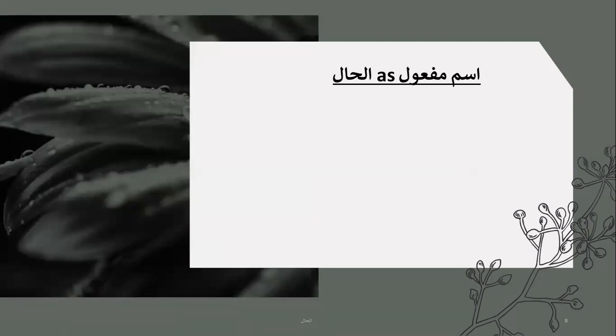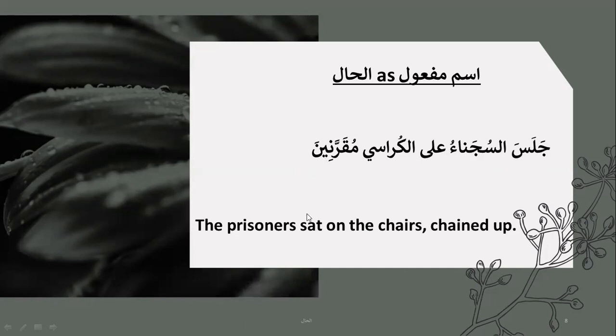Now, sahibul hal as ism maf'ul. Now, jalasa as-suja'na'u alal kurasi mukarranina. The translation would be: the prisoners sat on the chairs, chained up. Now, first of all, you have to find, so jalasa is your verb, and your outside fa'il, you can see it's marfu', as-suja'na'u. So this is your prisoners. And alal kurasi is, I think, plural of chairs. Yes, it is. So kursi, kurasi, it's your muta'alliq bil fi'l.